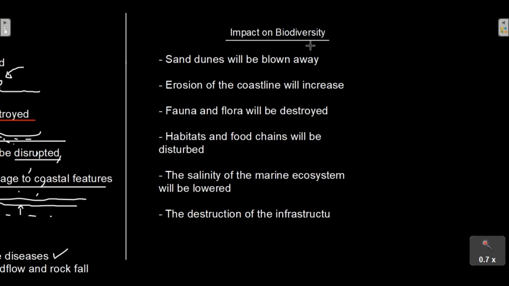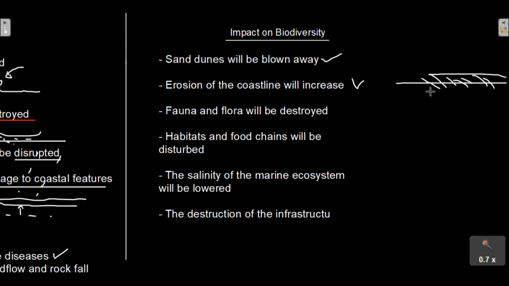And then the impact on biodiversity. So sand dunes will be blown away, the sand dunes that you usually find in coastal areas. The erosion of coastal areas will increase, because remember, if you are flooding the soil, you actually remove the topsoil, slowly but surely. And so that is erosion.